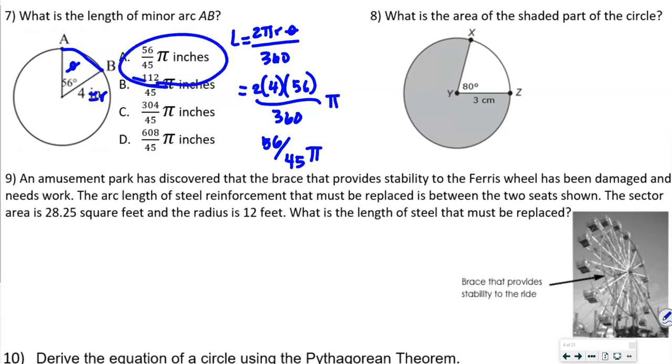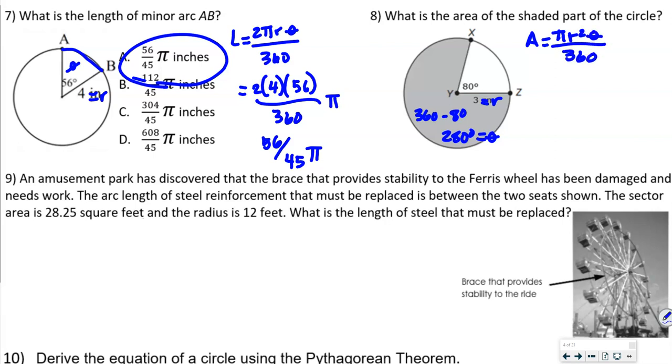It says, what's the area of the shaded part of the circle? So here again, we're going to do 360 minus the 80 to get this part right here. And so this is 280 degrees. So that's going to be our theta. There's our r. So again, we're using area. So this is pi r squared theta over 360.